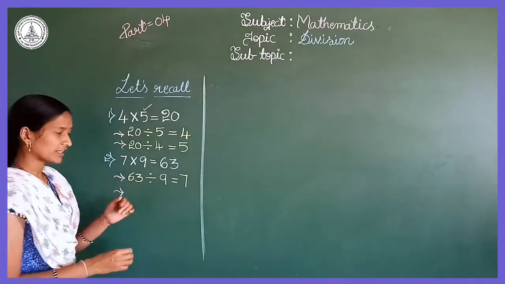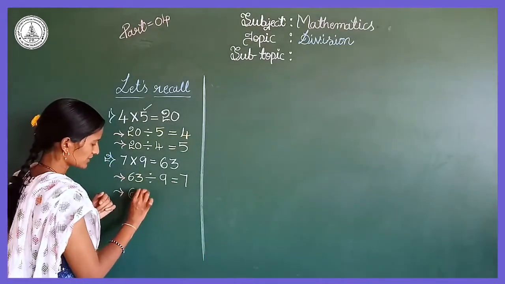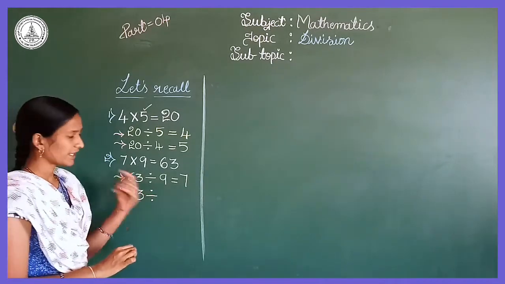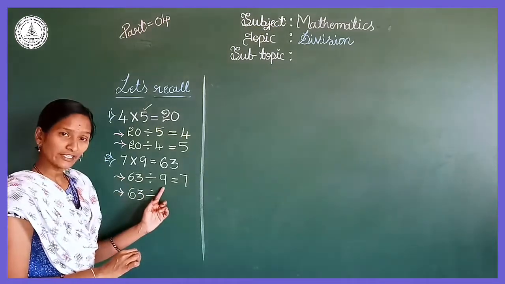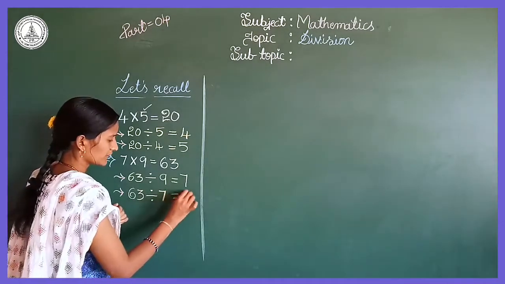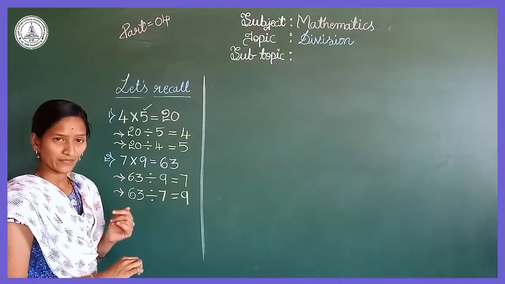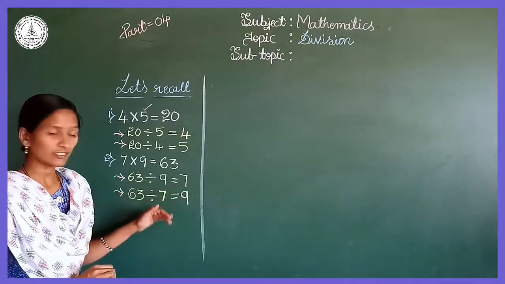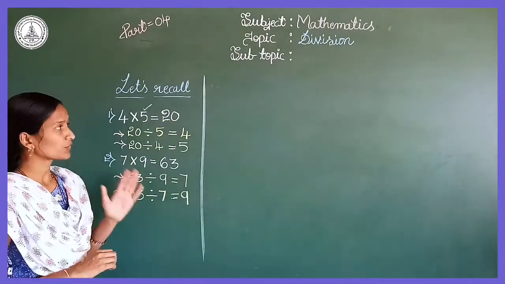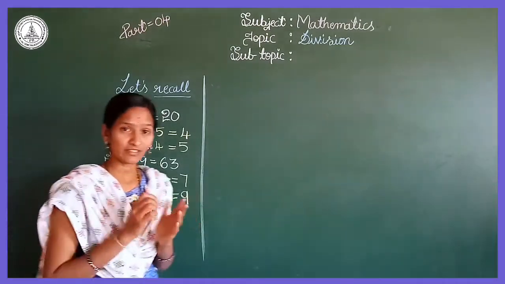So come to the second one. Write down 63 at first and then the symbol of division. Here, I already took 9, so now I am writing 7 here, and is equal to 9. So these two are the division facts for the given multiplication fact. Students, this is about our previous class.